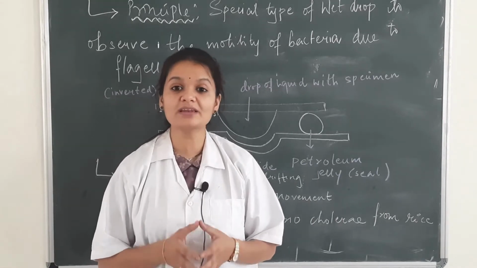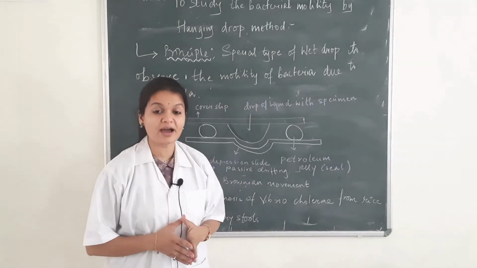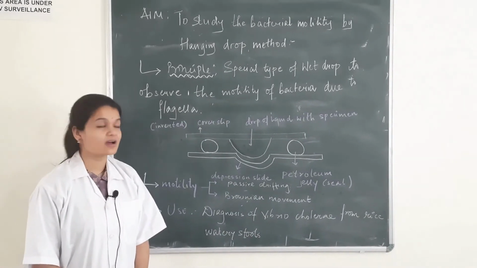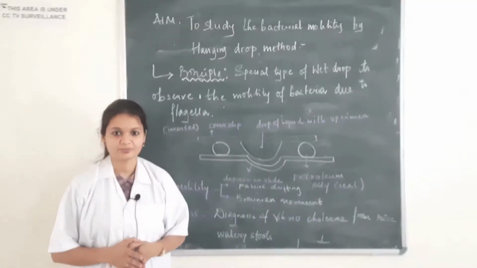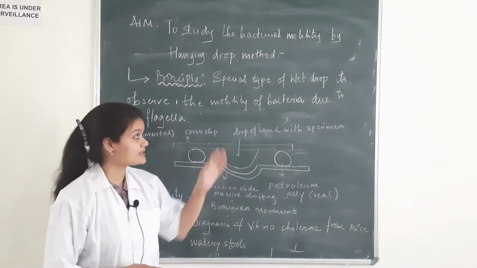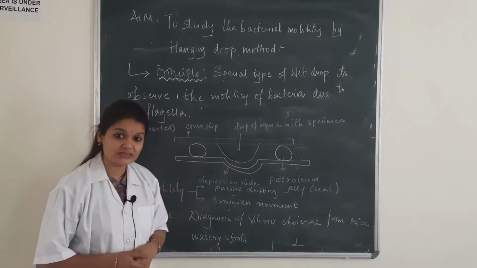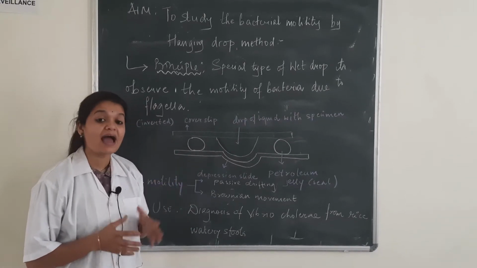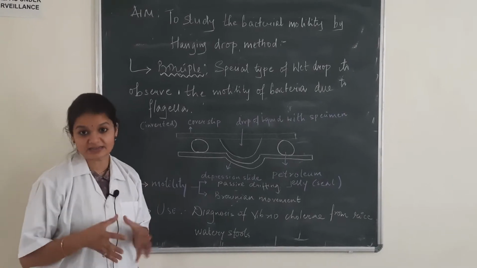So today we'll be learning about the study of bacterial motility by the hanging drop method. So now let us see the principle of it. The principle is that it's a special type of wet drop to observe the motility of bacteria with the help of a microscope, and this is because of the flagella structure in the bacteria.